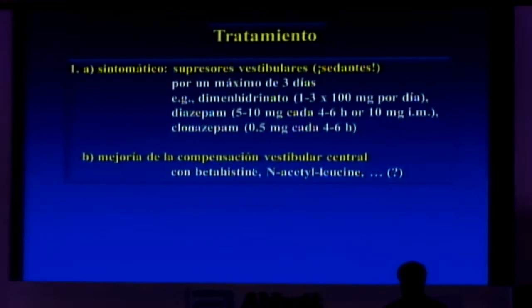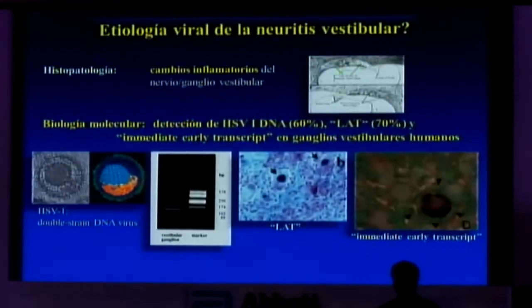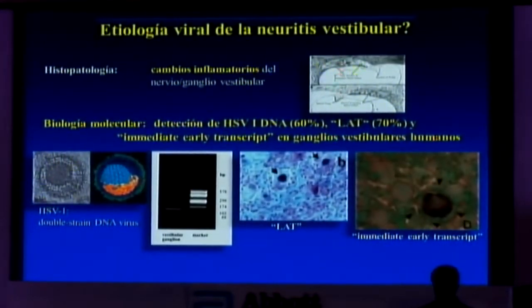Central compensation. There's good evidence from animal experiments that betahistine and acetyl-leucine improve central compensation. So you can give your patients for, let's say, 3 to 4 weeks betahistine in a high dosage. What about a causative treatment?